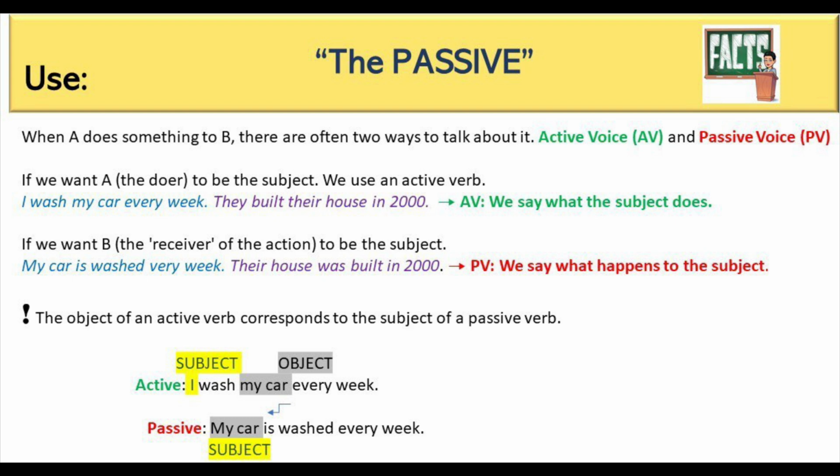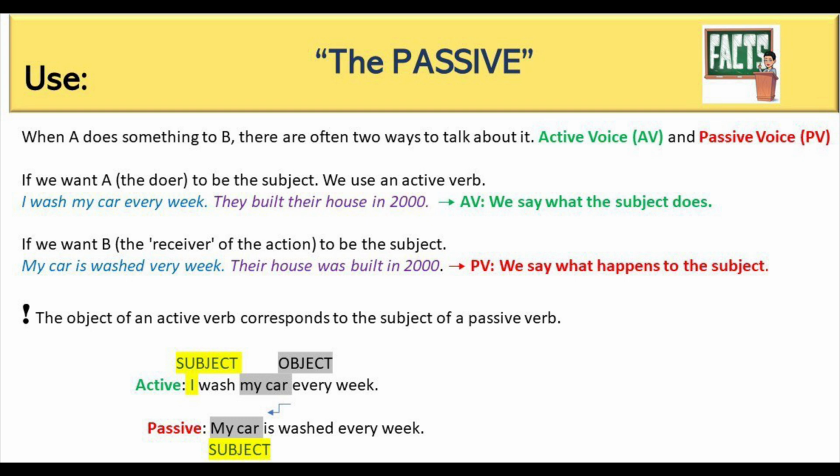So that's one thing. Another thing you need to know. A does something to B. So this is a bit technical. Probably if we look at the examples, it might make it clearer. When A does something to B, there are often two ways to talk about it. So if we want A, who is a doer, to be the subject, we use an active verb.